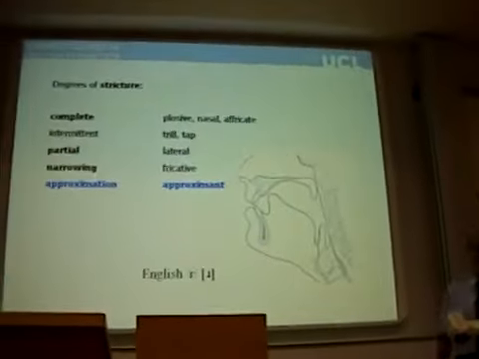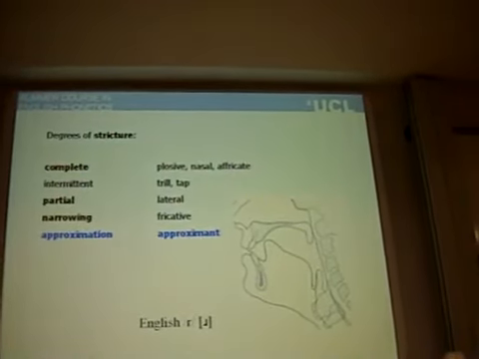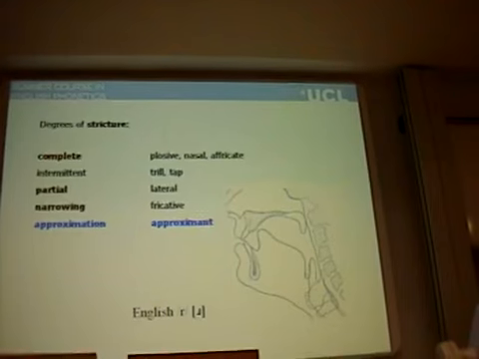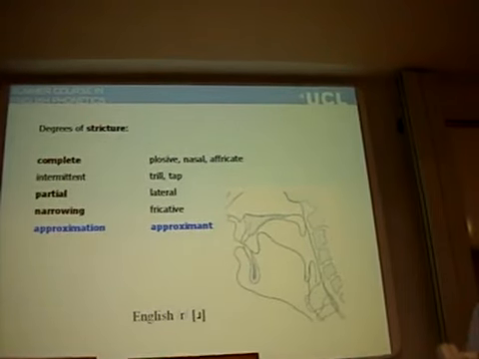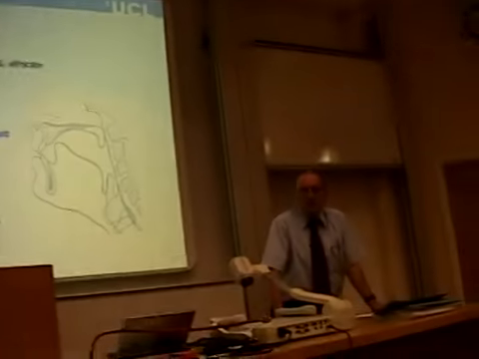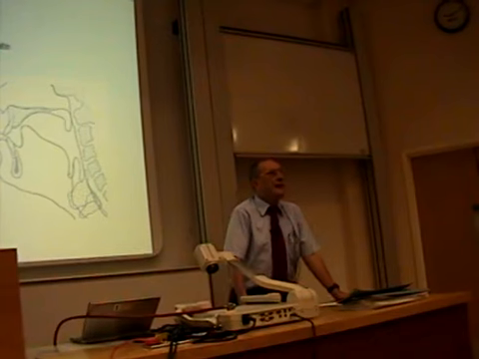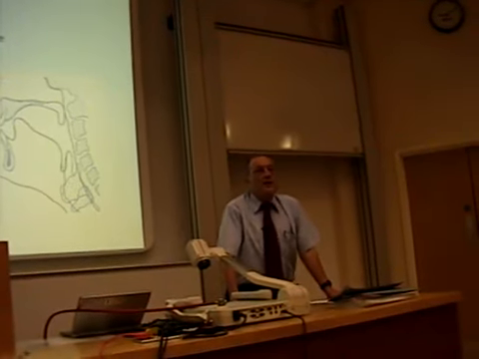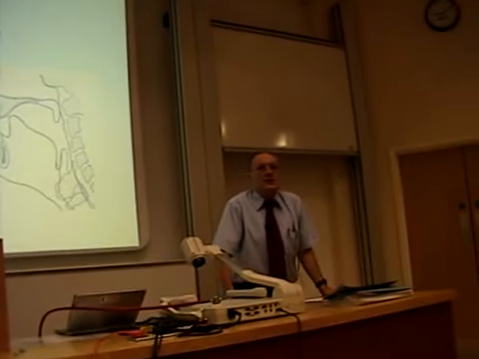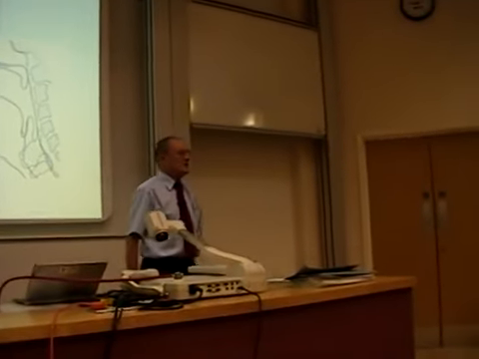If there's not enough narrowing to create turbulence in the airstream, then the result is just an approximant. English R as in red is like this. Red. Red. In fact, English R is very interesting, because if you then compare the R of red with the R of tread, or the R of dread, you'll see the difference between approximant and fricative.